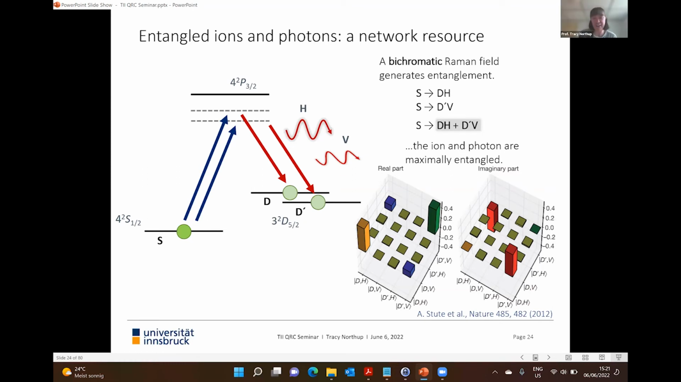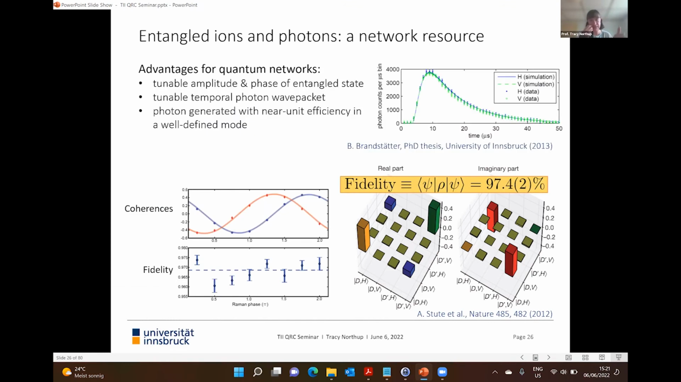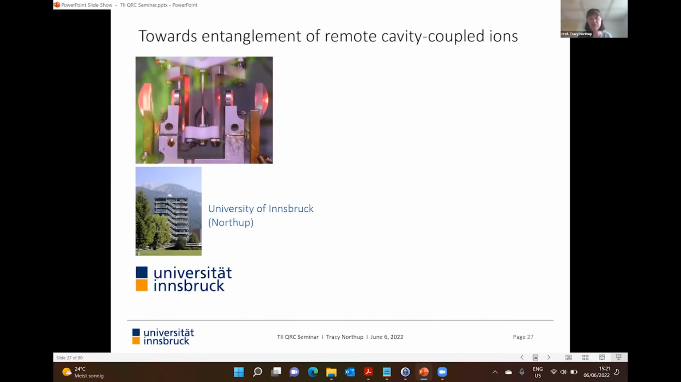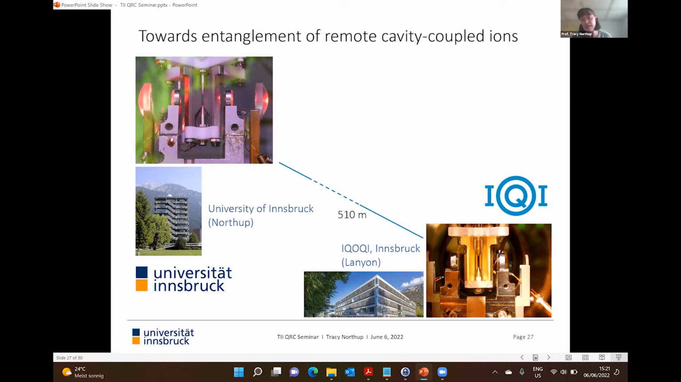You're welcome. So as I was saying, we can have a lot of control with this cavity method. That was a picture about entangling an ion and a photon. Let me show you what we've recently done, which is to generate ions entangled with photons at the university, where my labs are. My colleague, Ben Lanyon, in another laboratory at the Institute for Quantum Optics and Quantum Information, about 500 meters away and linked by a bundle of optical fibers, has in the past years built up a very similar experiment.